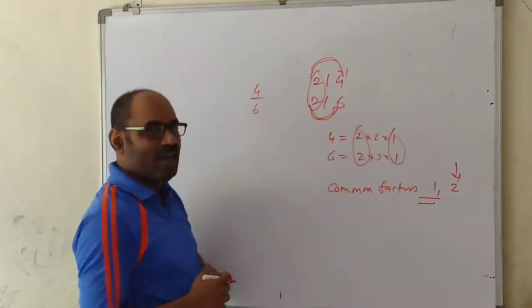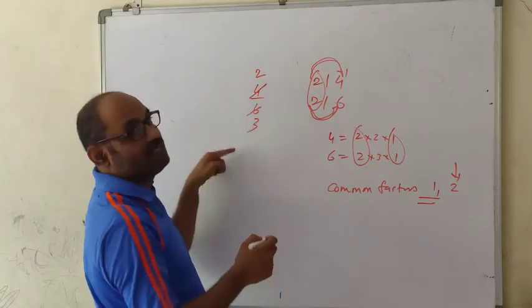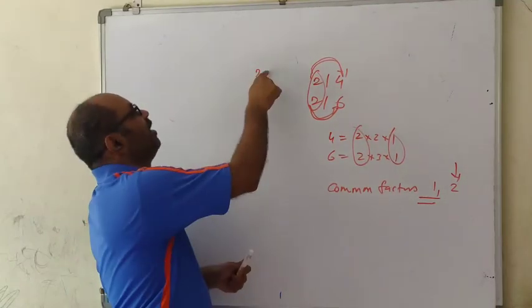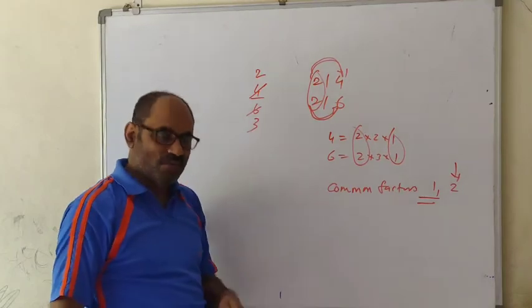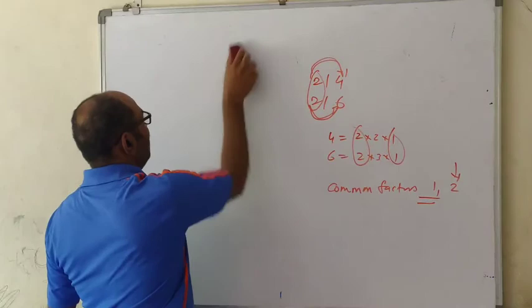Are you getting me? And under such circumstances you can reduce 2 2s and 2 3s. Now this reduced form has numerator 2 and denominator 3, which are co-primes. Clear to you, children? Fine.